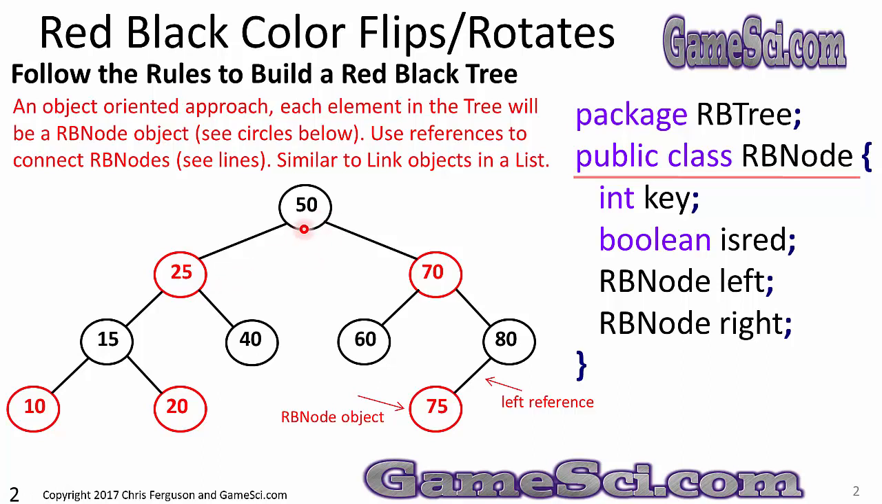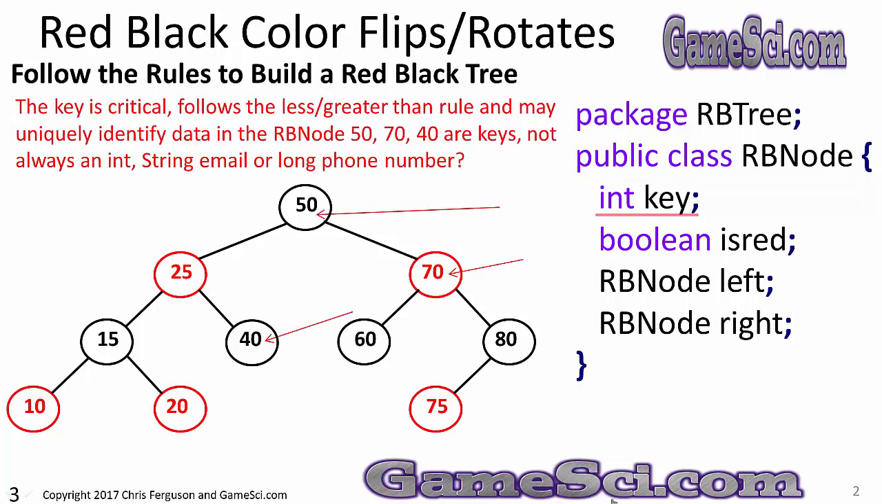The root has 2 linked lists, a left linked list and a right linked list. 70 has 2 linked lists, a left linked list and a right linked list. This is the left reference from 80 to 75. And of course, 75 is an RB node object, as well as all of these other circled elements. All of these are RB node objects.